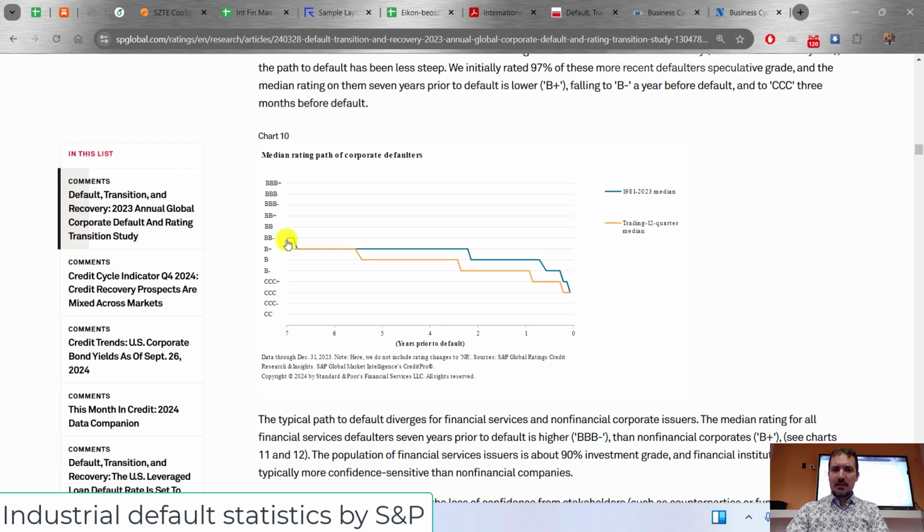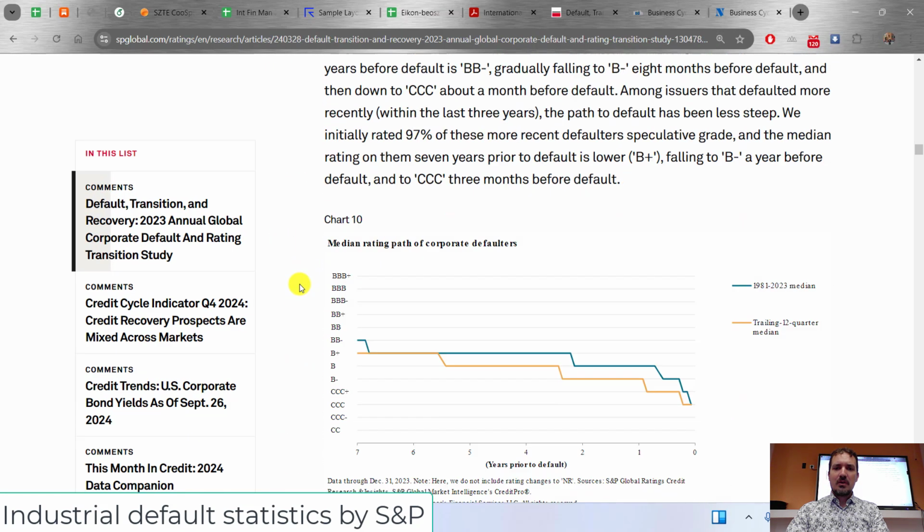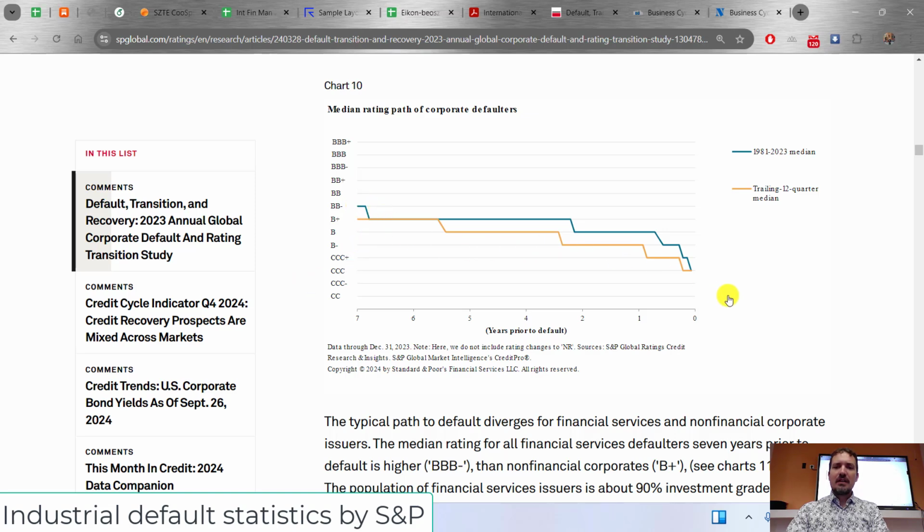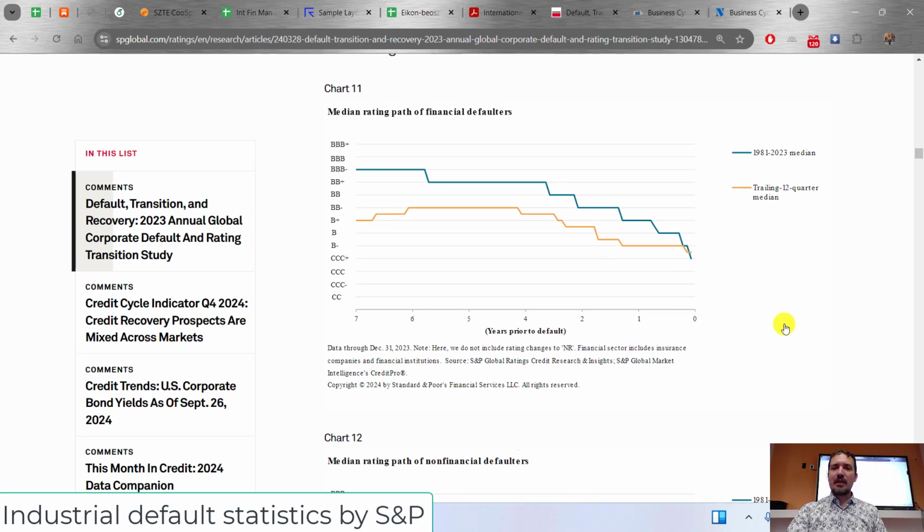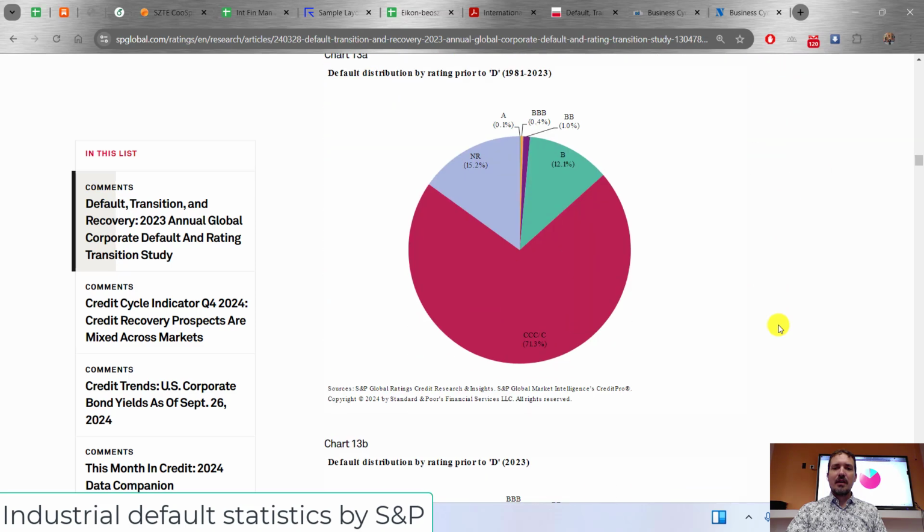Also, this one is interesting because it shows us the deterioration rate. If you are in the BBB category, which is good, then usually it takes 7 years until you fall into default. If you are just in B, or in triple C, then it takes a shorter time. If you are in triple C, then sometimes it's just instantaneous, so 0 years, so you are way closer. But let's check.